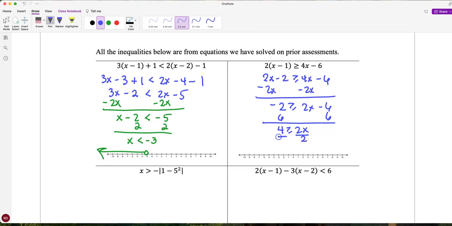Divide by 2. And this gives me 2 greater than or equal to x. Change that to where you're reading from the variable first. x is less than or equal to 2. So this one, I close in the circle, a solid circle at 2, all the numbers that are less than 2.